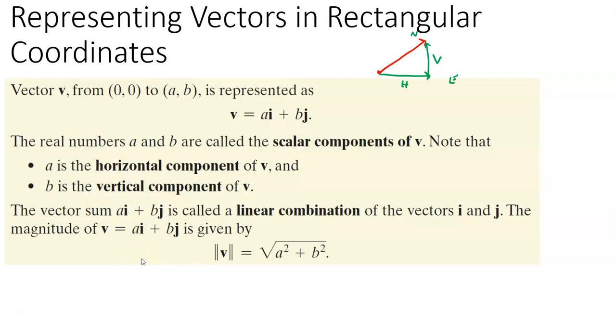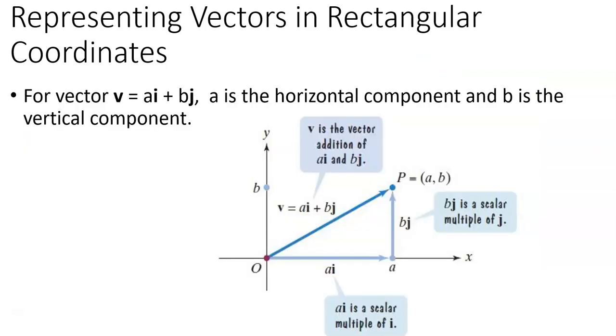How do you find the magnitude of something written in ij form? The same way you do for a vector that's written in the standard form from the origin: square root of a squared plus b squared, Pythagorean theorem. This is another illustration of what I just put up there. If you have a vector written as ai plus bj, that means that you went a certain amount in this direction, that's in the i direction, and a certain amount in the j direction.